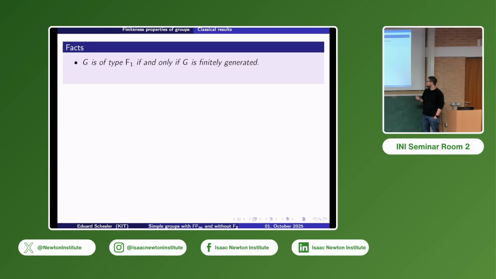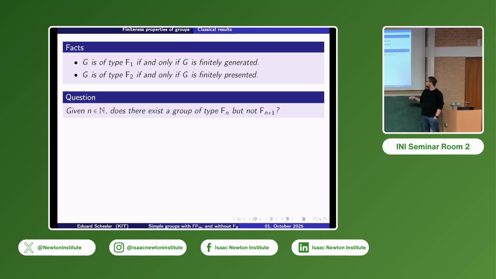Why are finiteness properties interesting? As you know, F1 is equivalent to finitely generated, F2 equivalent to finitely presented. I think now we're convinced that these are interesting group invariants. So the first question that arises is, can one find for every n a group of type Fn but not Fn+1? So can one separate groups by these properties?